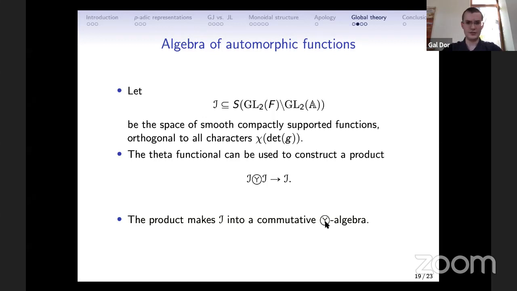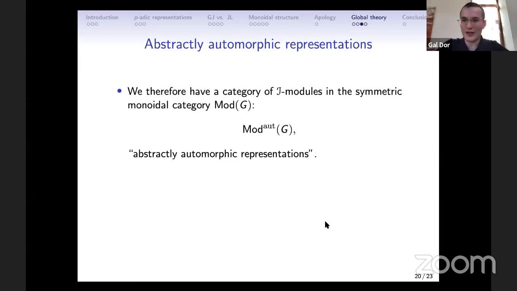So first of all, this is really nice. I have an algebra of automorphic forms, yay! But more than that, there's something that pretty much asks itself, which is if you have an algebra, you can ask what are its modules. So if you have an algebra in a symmetric monoidal category, then you can consider its category of modules.